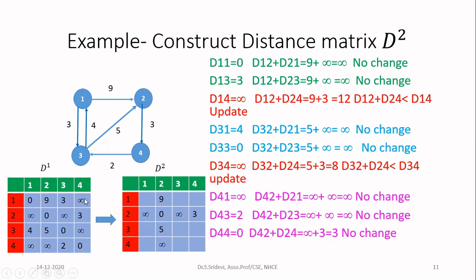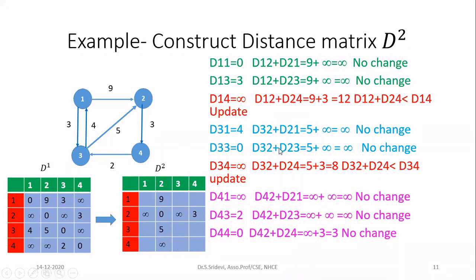Now I'm going to consider whether there is a path from 1 to 4 due to the addition of the vertex 2. So if you consider this diagram, first I can go from 1 to 2 with the cost of 9. Then from 2, I can go to 4 with a cost of 3. So totally with the cost of 9 plus 3, that is 12, I can go from 1 to 4 through the node 2. That is the meaning of this updation. Since this is going to include a path, we are going to update in the previous matrix. Likewise, you need to find out for D31, D33, D34. All the empty cells you have to find out.